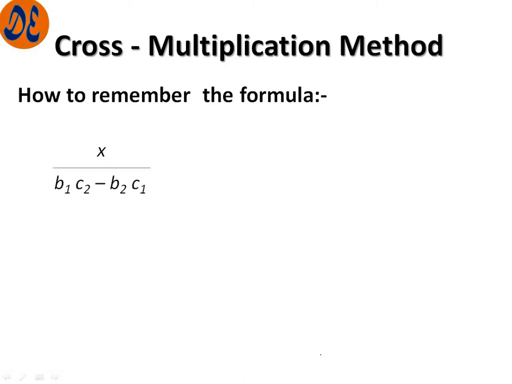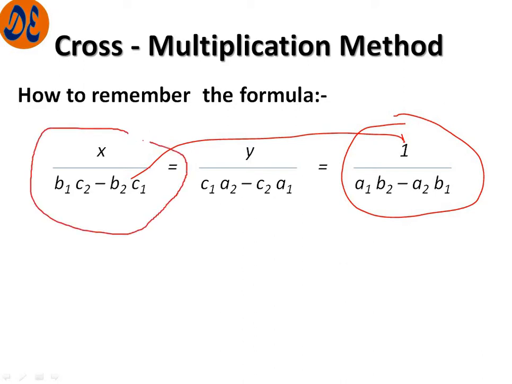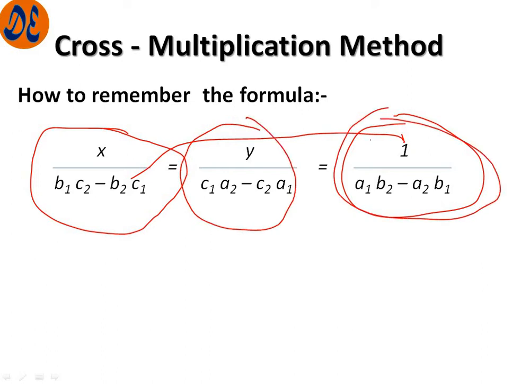Now to remember the formula, we have learned that x is equal to b1 into c2 minus b2 into c1 divided by a1 b2 minus a2 b1. If we take these two parts and equate them, we get the value of x. Similarly, if we take these two parts, we get the value of y.